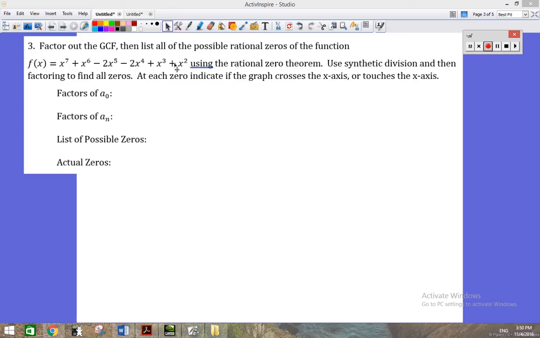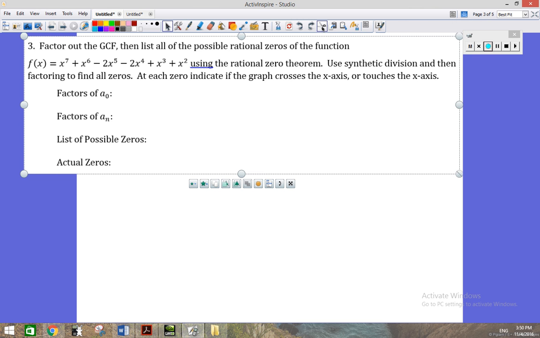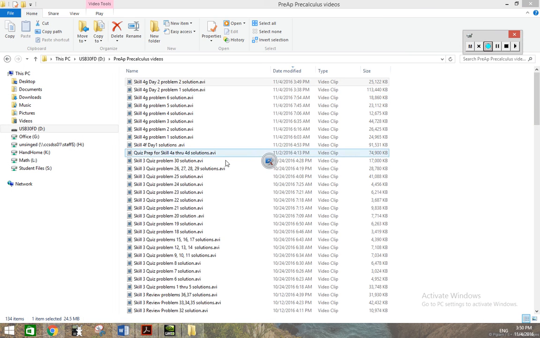Let's look and see, is this in standard form? Yeah, 7, 6, 5, 4, 3, 2. Is there a greatest common factor? Yes, x squared. So before I come in and try to find these factors of the constant term and leading coefficient, I need to rewrite this expression in standard form. So I'm going to give myself a little bit more room.